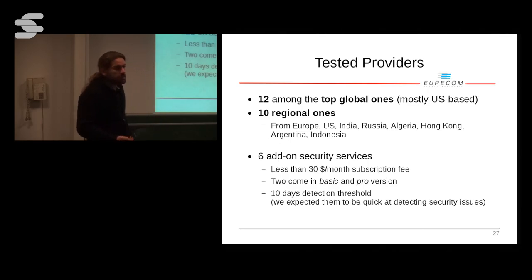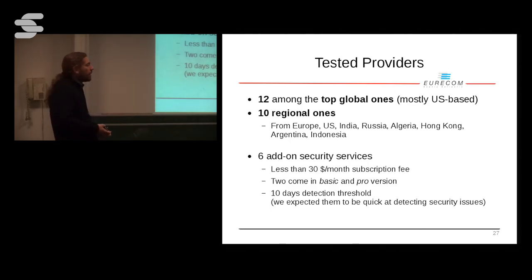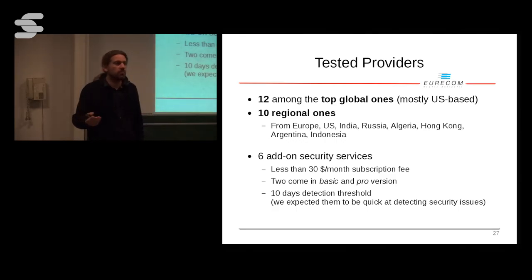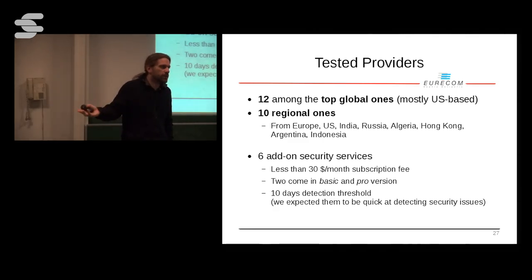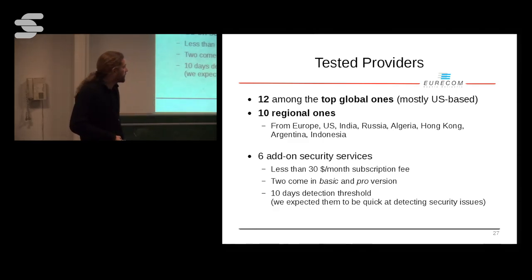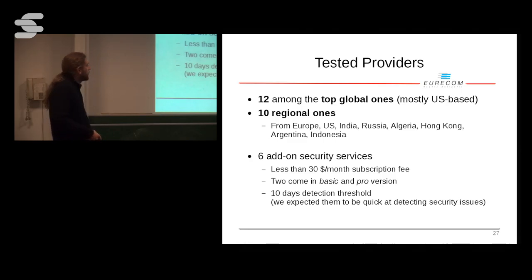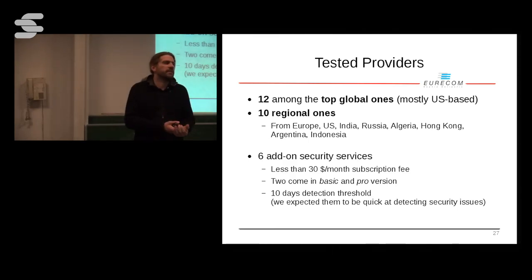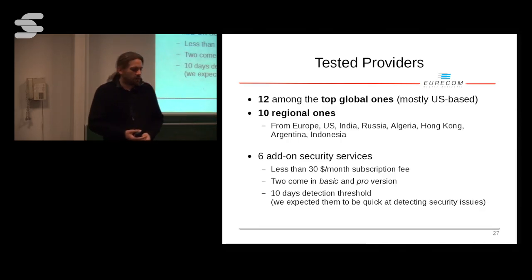On six add-on services, so those services you pay for having a security service, we picked them below 30 euro, right? As I said, it doesn't make sense to pay 300 euro for protecting a 10 euro hosting plan. Some have a basic and a pro version, pro being a bit more expensive. And we only analyzed them for 10 days, right? We only gave 10 days for them to react. That's already quite a bit.